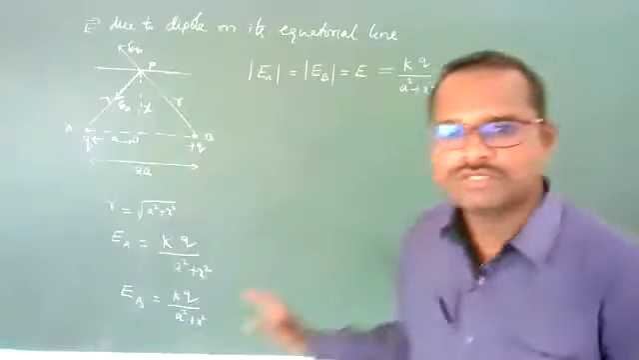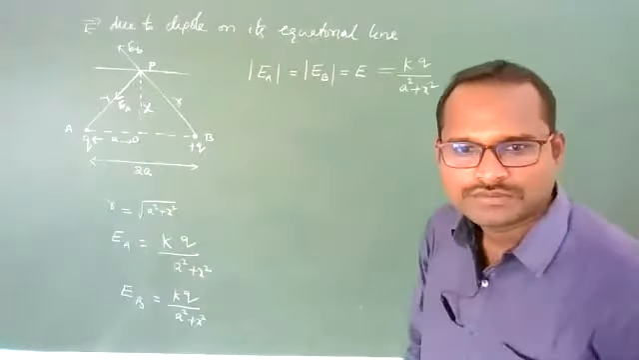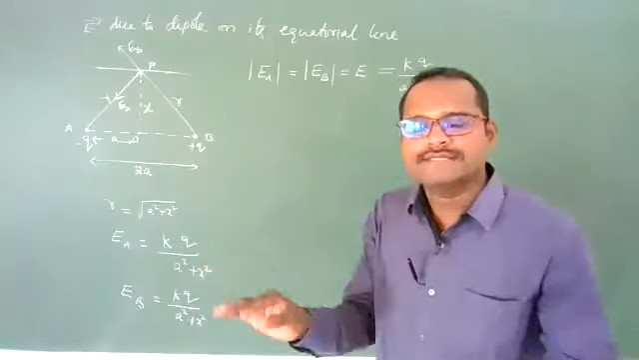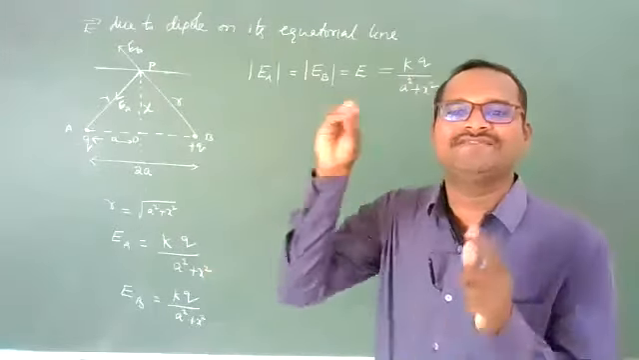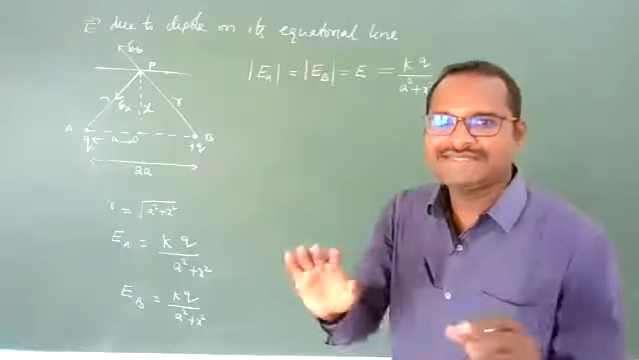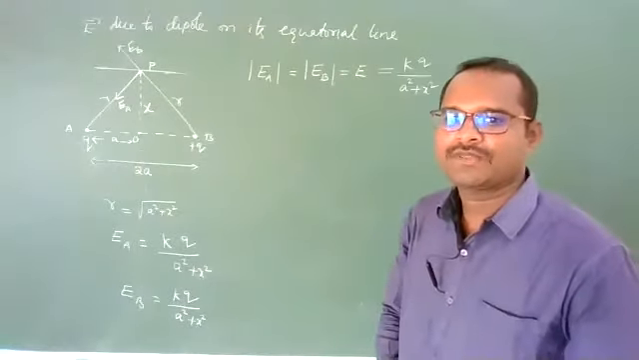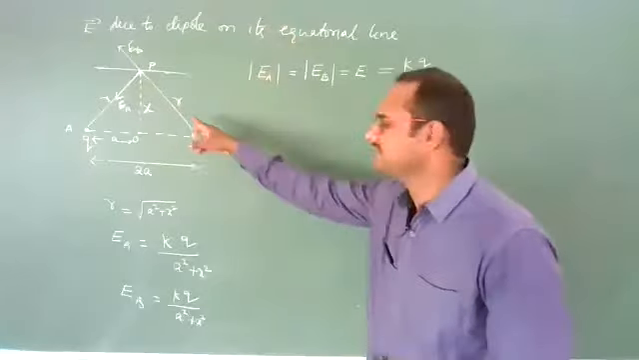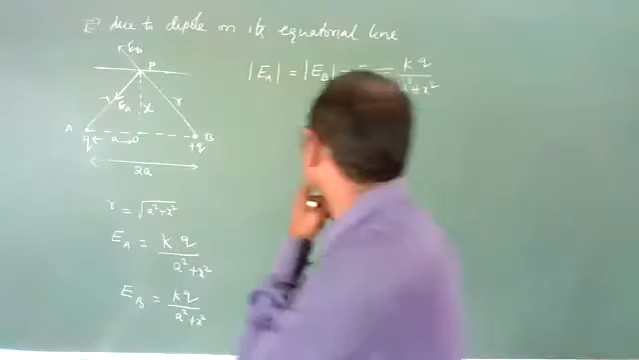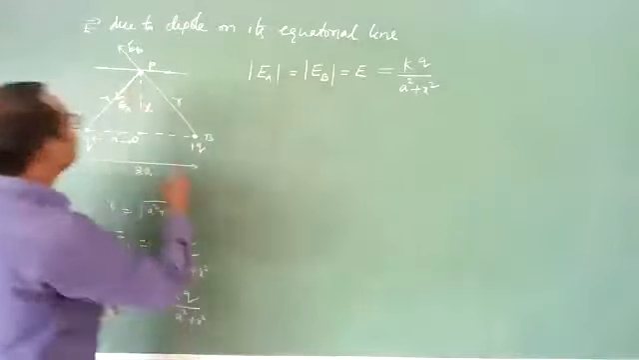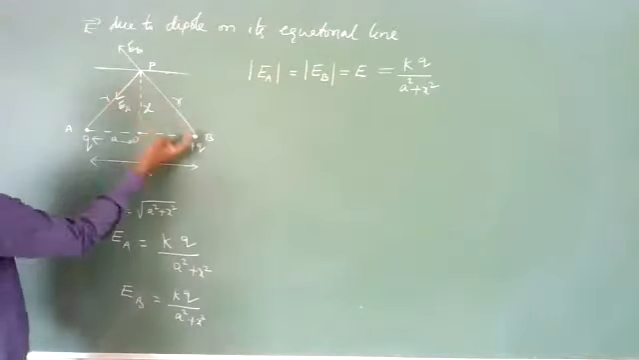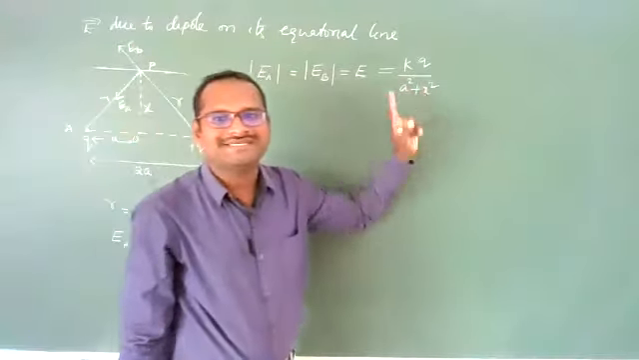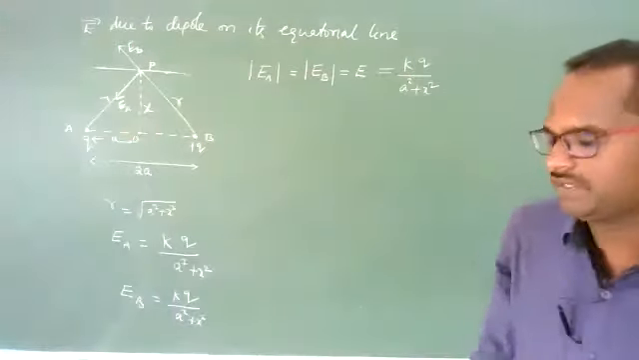Okay, I hope you understood up to here. At P, there is no charge. At point P, we want the electric field value. I didn't keep any charge at P. I want the electric field at point P, which is on the equatorial line at a distance x. So the electric field due to charge at A and the electric field due to charge at B are in different directions and their values are equal. That is KQ by a square plus x square.